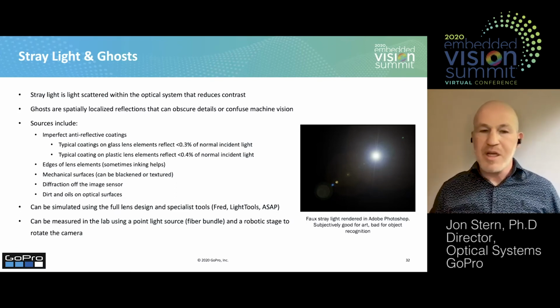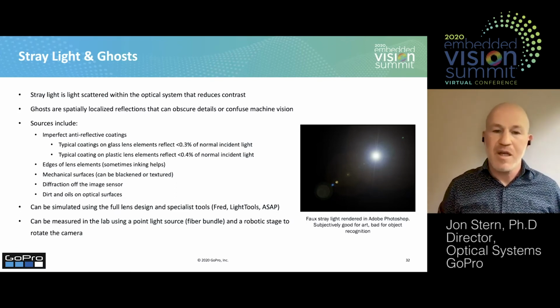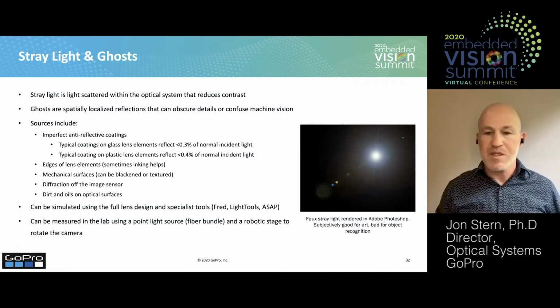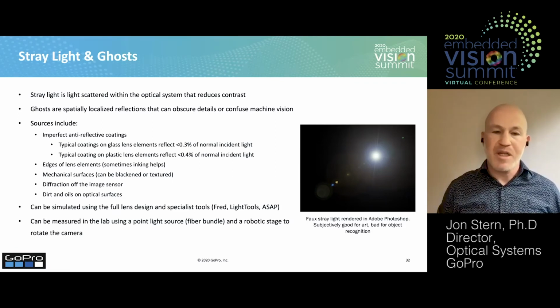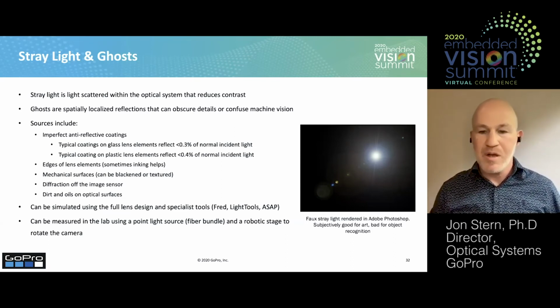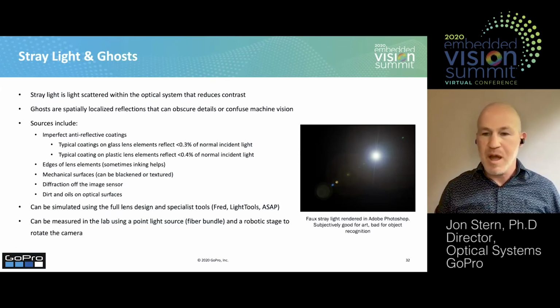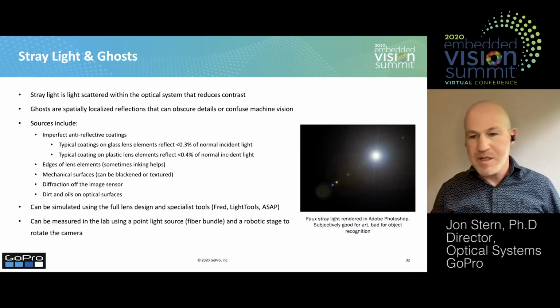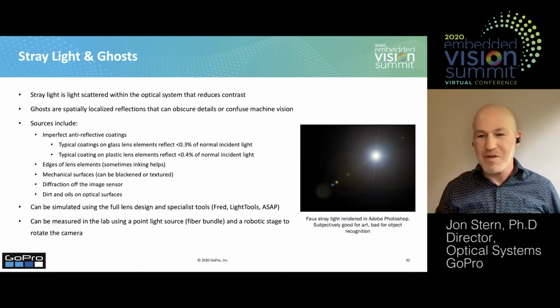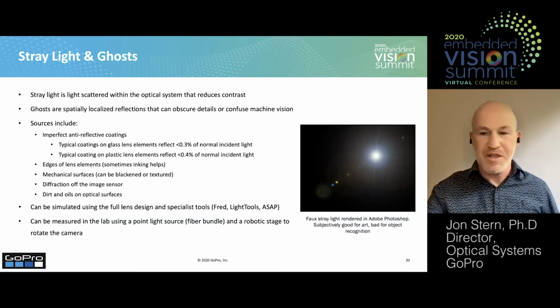These can be simulated if you have the full lens design using specialist tools such as FRED, LightTools, and ASAP. It can also be measured in the lab using a point light source, typically a fiber bundle, and a robotic stage to rotate the camera. The picture on the right is fake stray light rendered in Photoshop. It's subjectively good for art, but not good for machine vision.